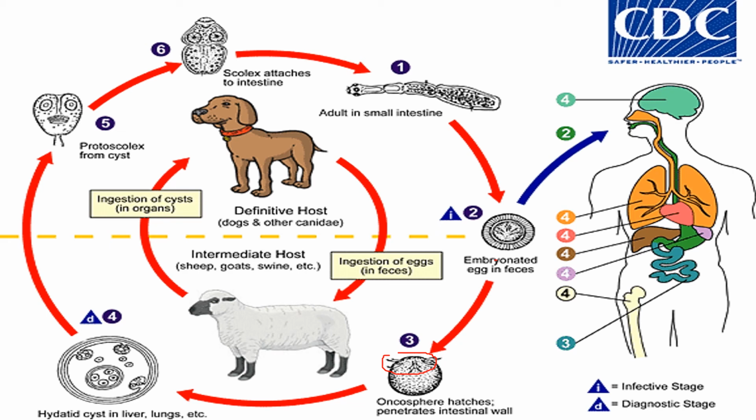So that's the life cycle of Echinococcus granulosus. Take note that flies can be mechanical vectors of the eggs. The usual intermediate host is sheep, the accidental intermediate host is man, and we are considered a dead end host. The definitive hosts are dogs and other canines.